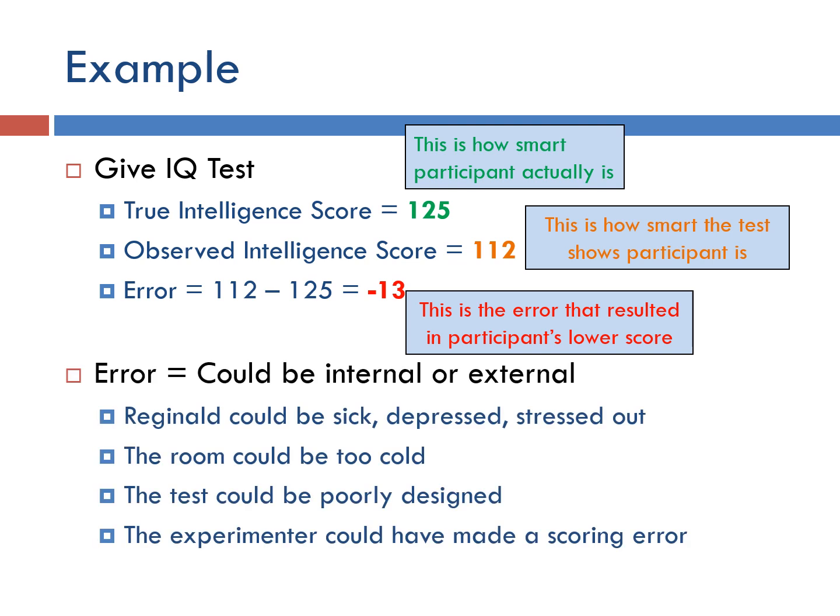And this error could come from internal or external factors. So it could be that the participant is sick or depressed or stressed out that day, so they aren't able to fully manifest their intelligence on whatever measure I'm using. Maybe the room is too cold, or the test is poorly designed, so it's not quite getting at it, and the situational factors are coming in, so they're unable to focus on taking the intelligence test and truly meeting that truth, and instead we get the observed.